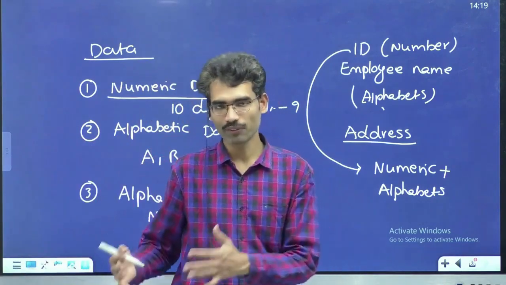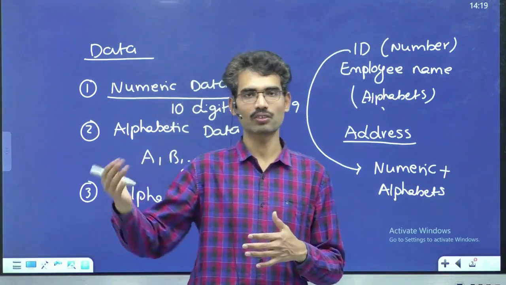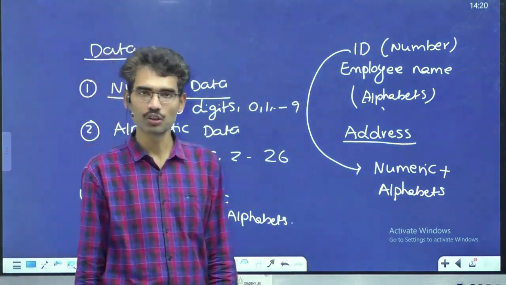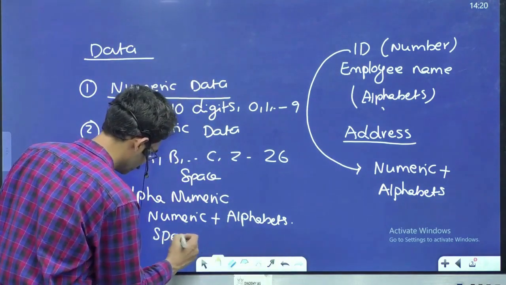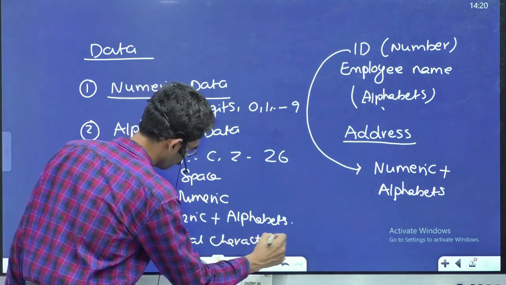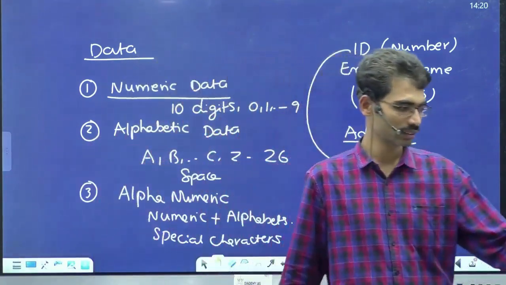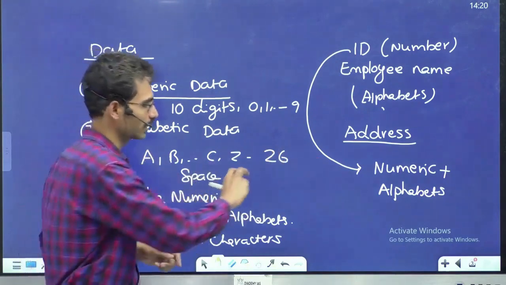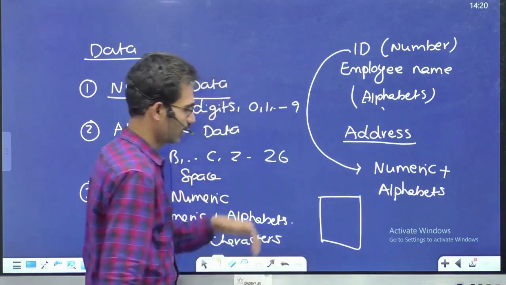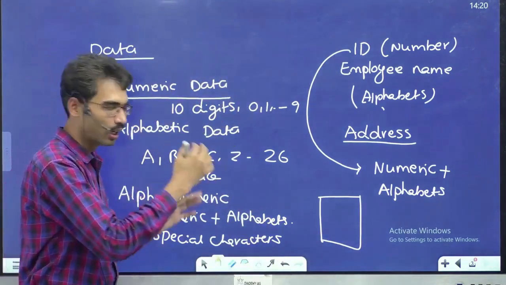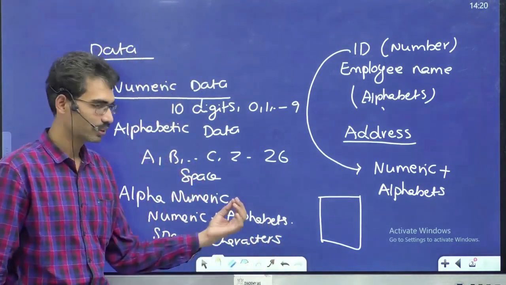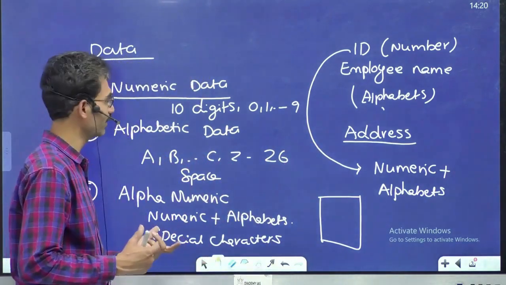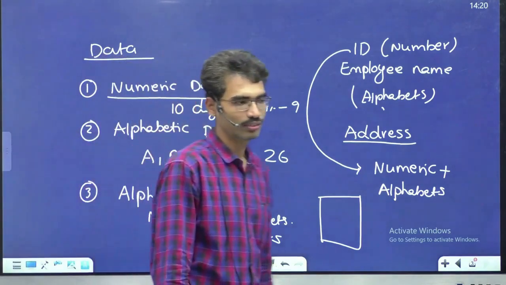So whatever input we are giving to the computer, or whatever information coming out of it, it consists of numbers, alphabets, or a mix of alpha, numeric, and special characters also in addition to that. Special characters like underscore. If you see the keyboard, one side you will find numerics, 1, 2, 3, 4, 5, 6. Another part, you will find alphabets, A, B, C, D. Along with numeric and alphabets, you will find special characters like full stop, colon, semicolon, ampersand, likewise. This is one categorization of data.